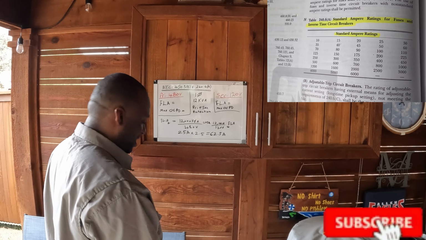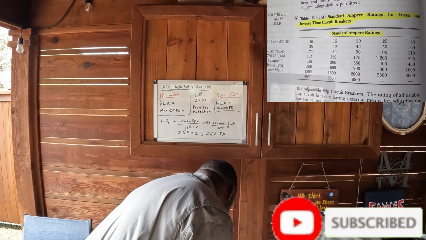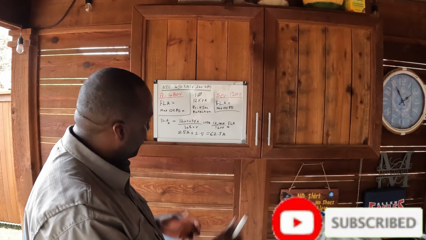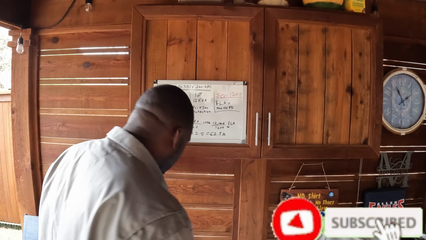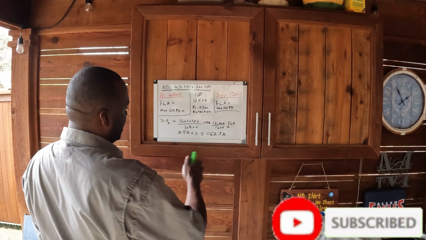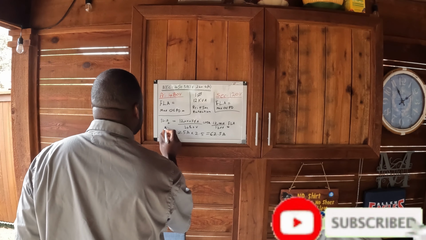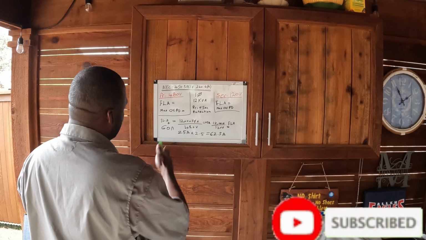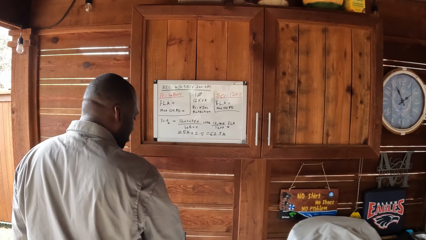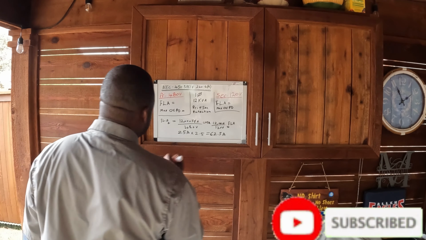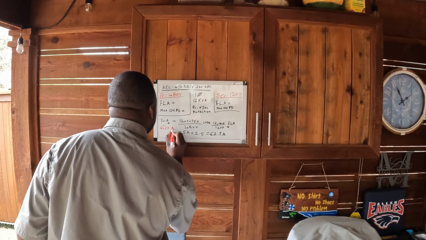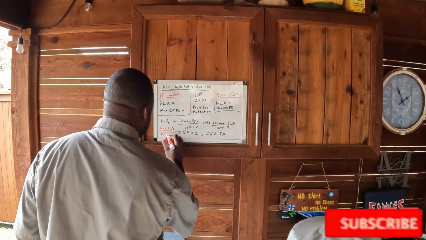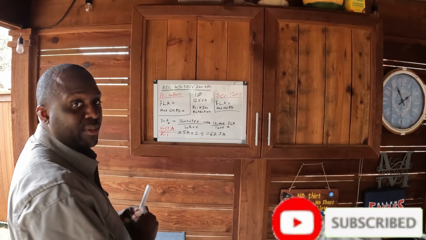I don't see a 65 either, and you don't want to go over too much. So the maximum overcurrent protective device that we're going to use is a 60 amp. Let me use a different marker. Let me use red. So it's going to be a 60 amp for your primary side.